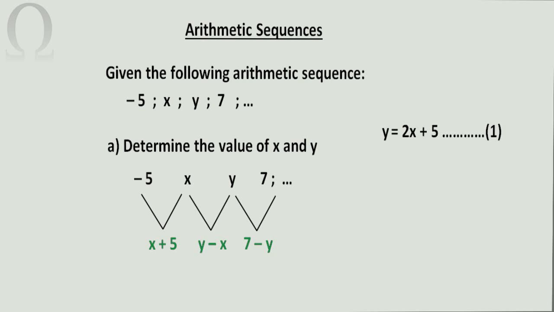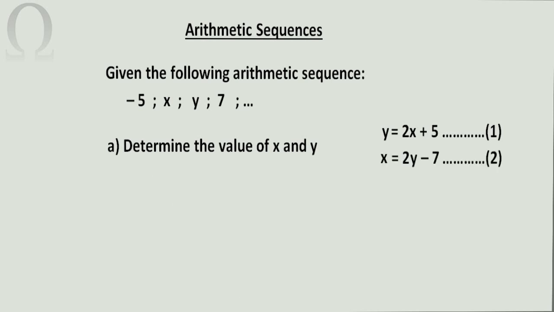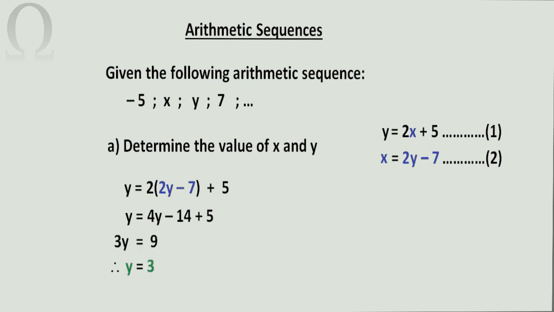Likewise, y minus x equals 7 minus y. And isolating x, we get x equals 2y minus 7. Solving these simultaneous equations gives us y equals 3, and x equals -1. The sequence is therefore -5, -1, 3, 7, etc.